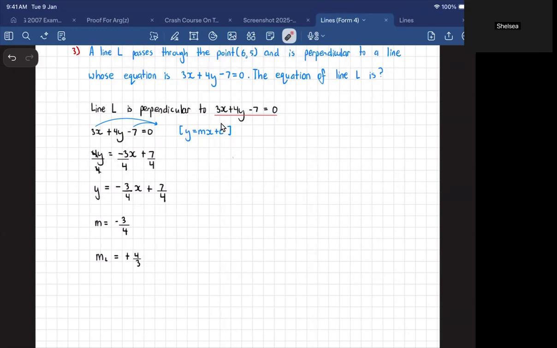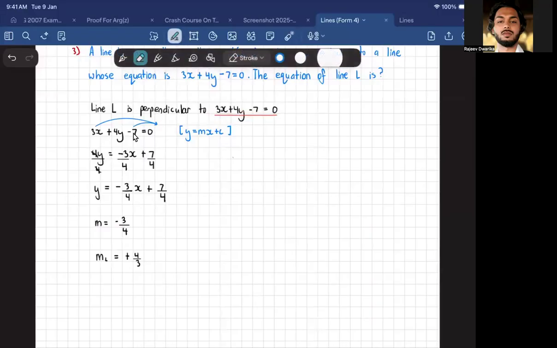Yes, sir. Okay, nice. You understand what's going on here? You understand why we had to put this in the form y is equal to mx plus c? Yes, sir. Right. So we had to put it in the form to get the gradient. Cool. So Perseus, let's continue.